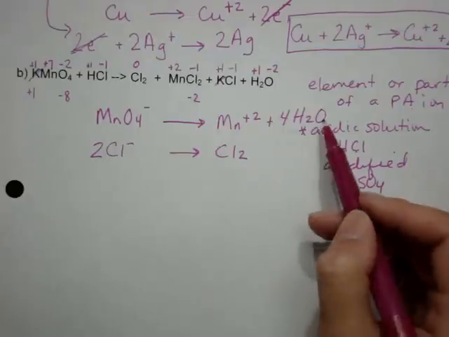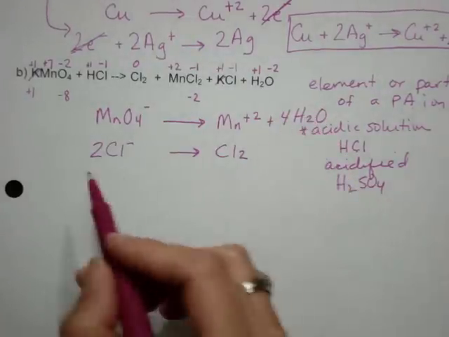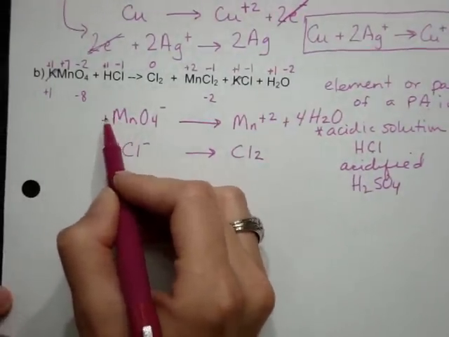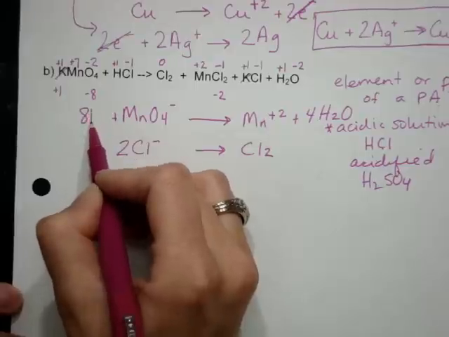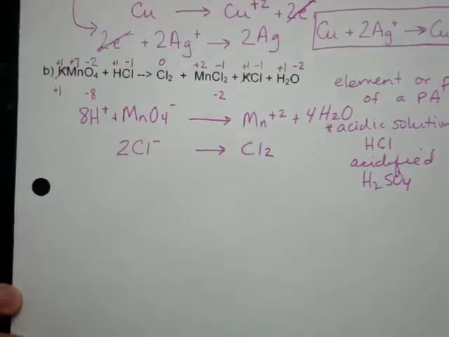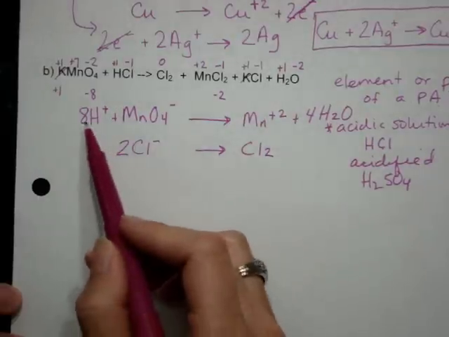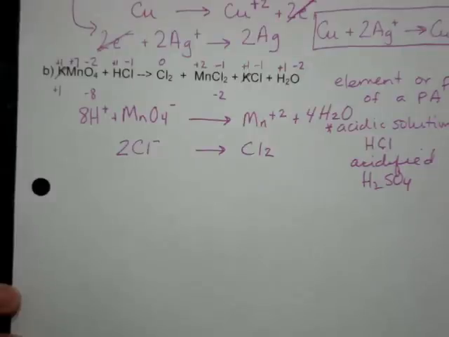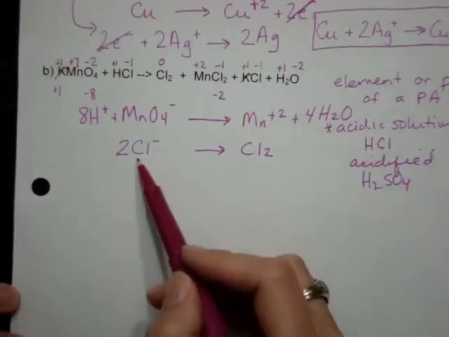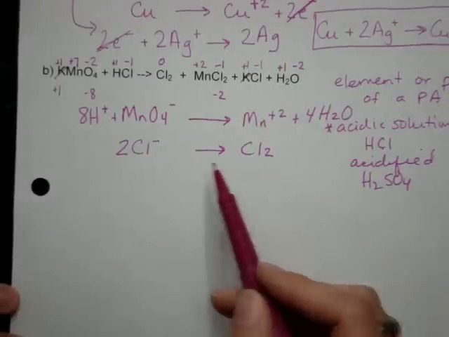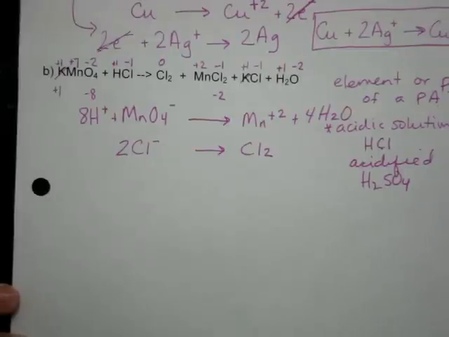Once I add the oxygens, now I've added hydrogen as well. So now I have to go back to the left and add an appropriate number of hydrogen ions. In this case, 4 times 2 from the water, so 8 hydrogen ions. Looking at the chloride and chlorine, there's no oxygen or hydrogen there, so that's done. The next step is to balance the charge with electrons.